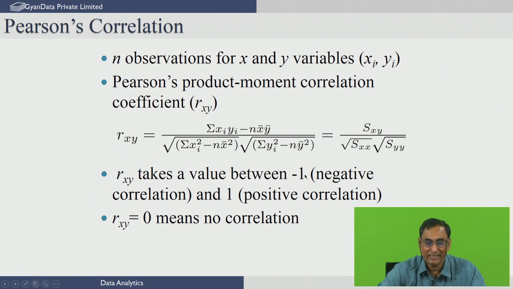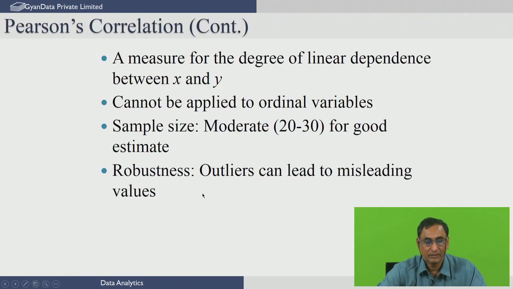If it takes a value of minus 1, we say that the two variables are negatively correlated. If Rxy takes a value close to 1, we say they are positively correlated. On the other hand, if Rxy happens to take a value close to 0, it indicates that x and y have no correlation between them. Now, how we can use this, we will see. So, Pearson's correlation is useful to indicate there is a linear dependency between x and y.